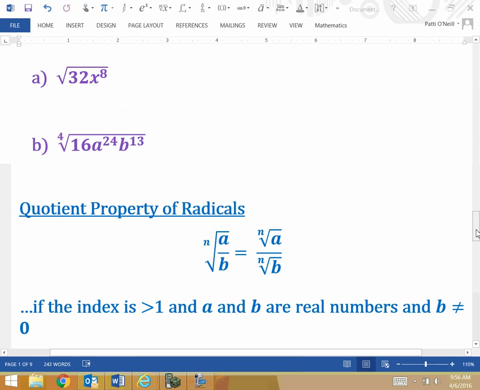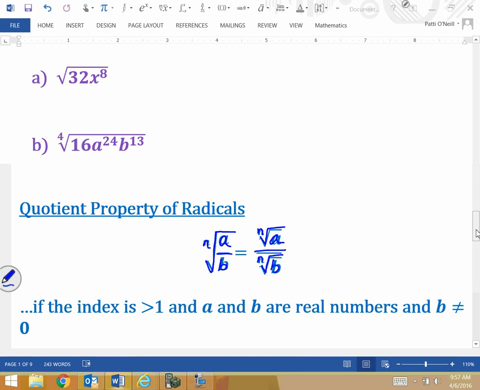So the last property that we're going to talk about today is called the quotient property of radicals. Quotient meaning division. And this property says that if you have the nth root of basically a fraction, a over b, and this can be any root as long as the index is greater than 1. We can't have a negative index. What you're allowed to do is to split up the numerator and denominator and work it as 2 separate problems. So this can become the nth root of a over the nth root of b.